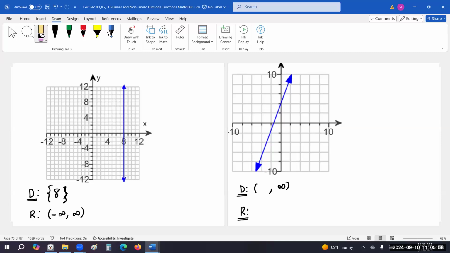I think I'm doing great today. I'm understanding some of the questions. Negative infinity to positive infinity.